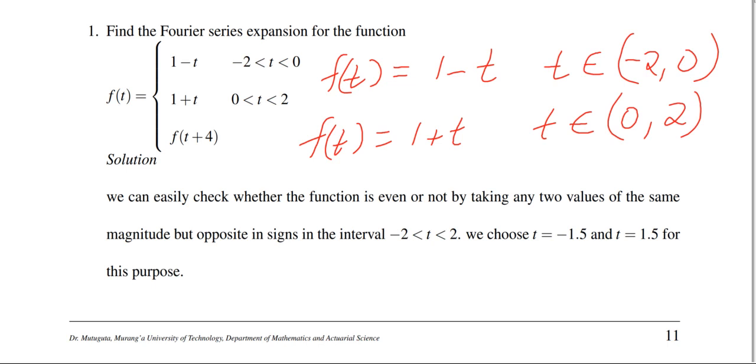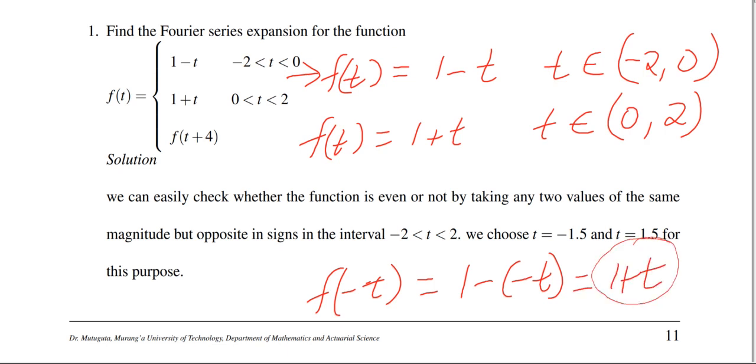So clearly you see that if you take t in the first interval here and write f of negative t, you get 1 minus (-t), which is 1 plus t. And 1 plus t is basically what you have here. That tells us that the function is even. You can see they are the same sign: 1 plus t, 1 plus t.